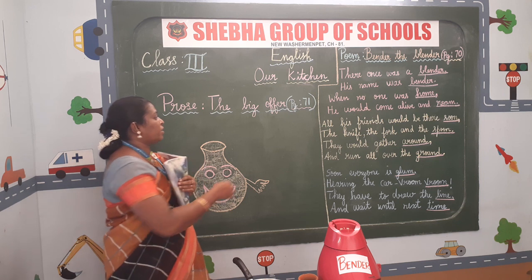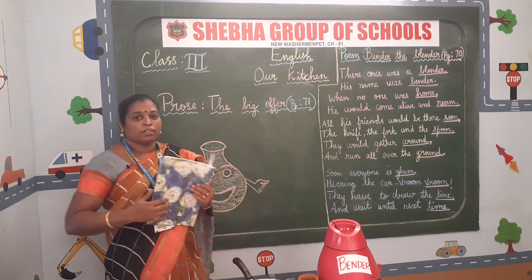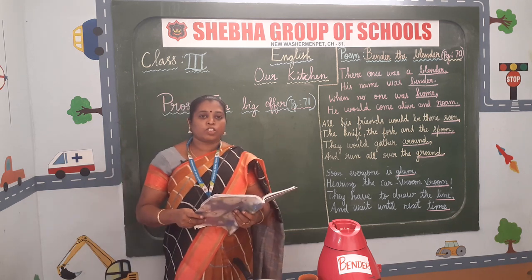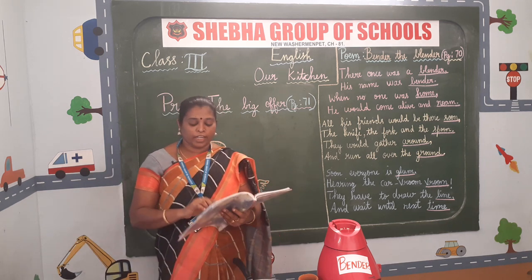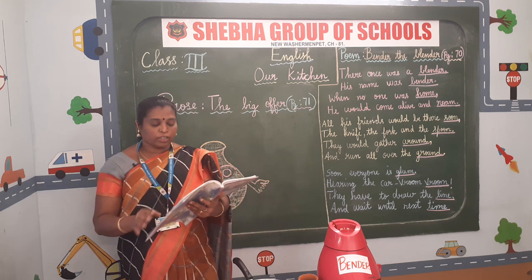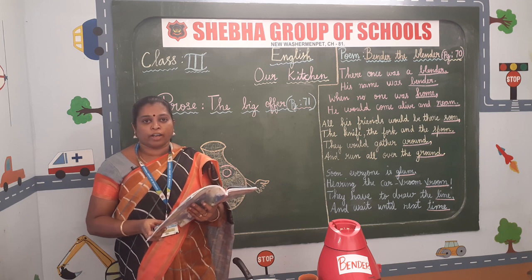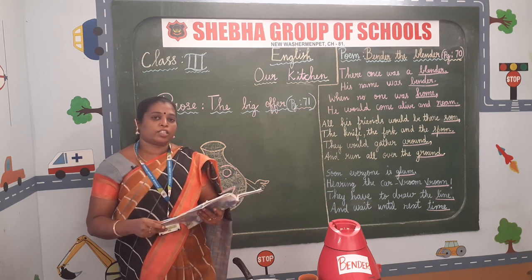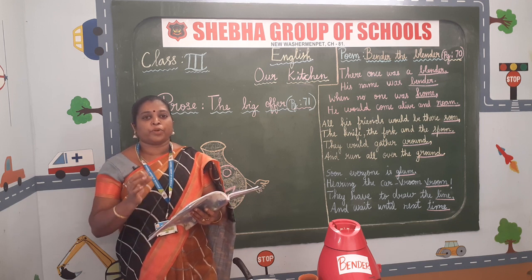Order. Page number 71. In this story, there are 4 characters: Ramu, recipe book, pot, mixer and a cutting board. Okay children, let us move on to the story. It is a very short and beautiful story.